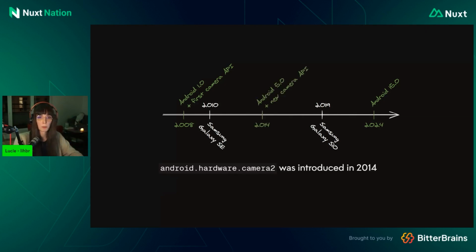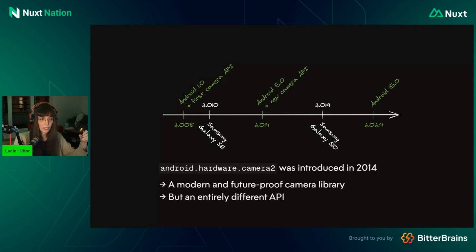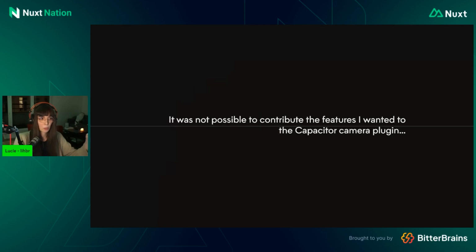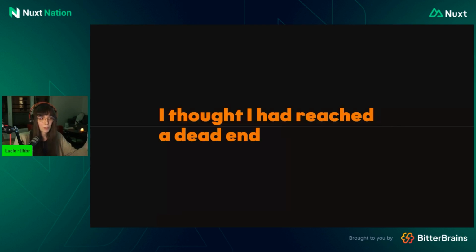But that's also why people at Android introduced in 2014 Android Hardware Camera 2 as a more modern and future-proof camera library for Android. But because it's handling more complex cameras, this meant it also has an entirely different API. And this meant for me that I couldn't just use it inside the camera plugin without rewriting the whole code base. So it was not possible to contribute the features I wanted to the Capacitor camera plugin without rewriting everything on the Android side, which is not something I felt confident doing. At that point, I really thought I had reached a dead end.